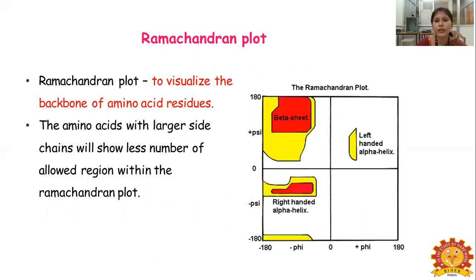Based on that, we can find out the type of secondary structure. This will be explained by the Ramachandran plot, which helps us understand the backbone of amino acid residues. Amino acids with larger side chains will show fewer allowed regions within the Ramachandran plot. In this Ramachandran plot, psi is plotted versus phi, and we can see the beta sheet region, the left-handed alpha helix as well as the right-handed alpha helix.